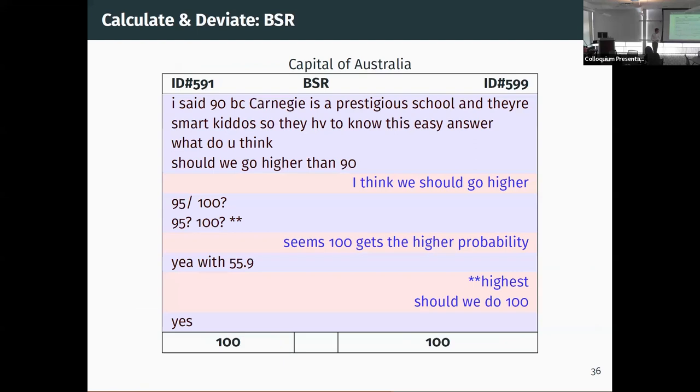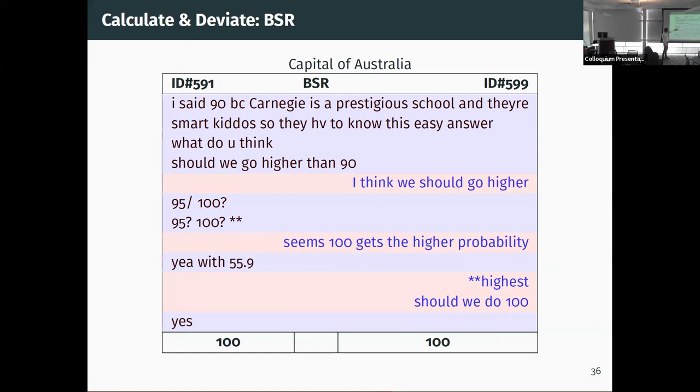So let's look at the capital of Australia. Like I said, 90% chance they got it right because Carnegie's a prestigious school and they're smart too, so they have to know this easy answer. What do you think? Should we go higher than 90? I think we should go higher, 95, 100. See, 100 gets a higher probability.